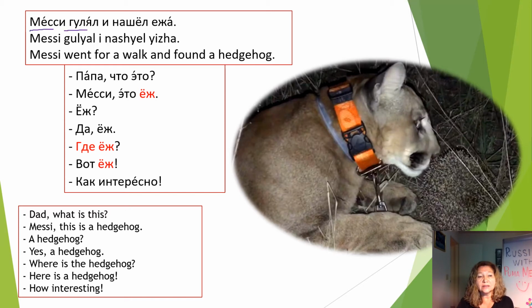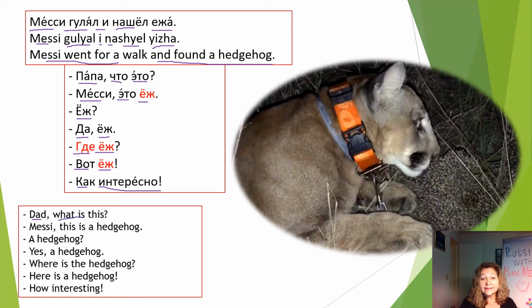Месси гулял и нашел ежа. Месси гулял и нашел ежа. Messi went for a walk and found a hedgehog. This is a dialogue between Саша and Месси. Папа, что это? Месси, это ёж. Ёж? Да, ёж. Где ёж? Вот ёж. Как интересно.